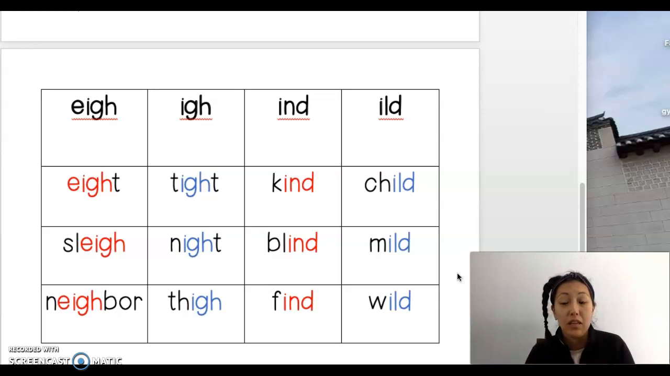So boys and girls, this week you will be learning about long vowel graphemes.